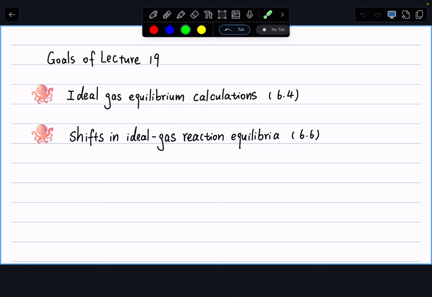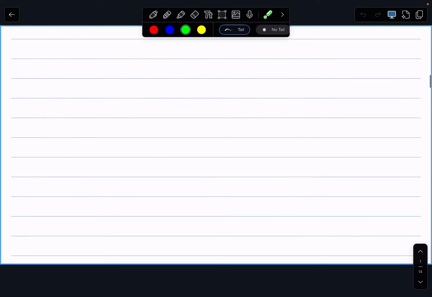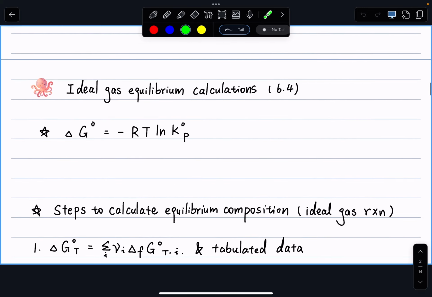There are several steps that we're going to go through. I'm going to go over all the steps with you, and then we'll do 3 practice problems together to see how we use these different steps and equations in different scenarios. All right, let's get started. First, let's just review what we discussed. First thing first, that's ΔG° = -RT ln Kp. More or less, how did we define the equilibrium constant?